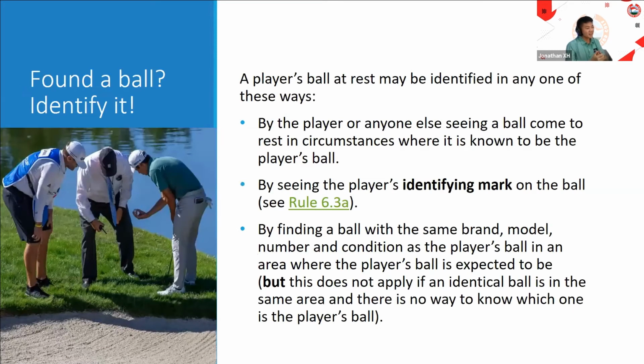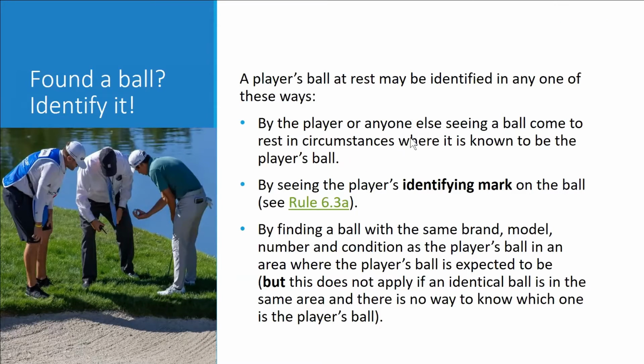Now, if you found a ball, let's say you found a ball in the forest of Rawamangun. You're playing Rawamangun and you found your ball in the forest. A ball, not your ball yet. You have to identify that ball to see if that ball is your ball or not. A player's ball at rest may be identified in any one of these ways. So one of these ways is enough to identify your ball.